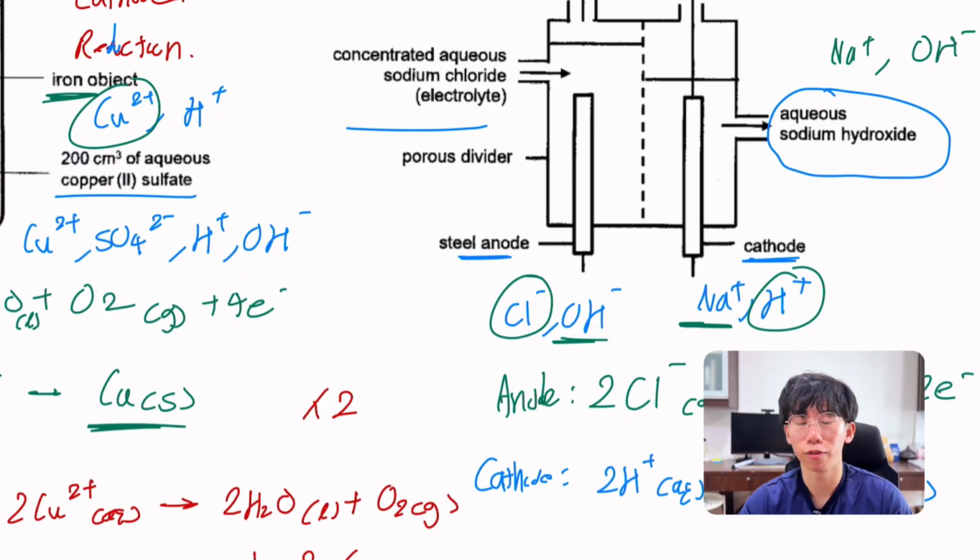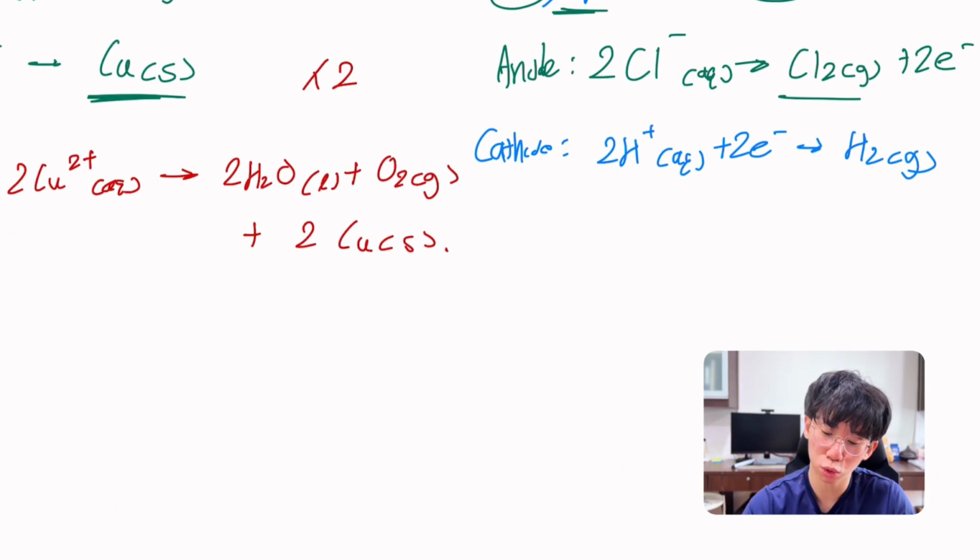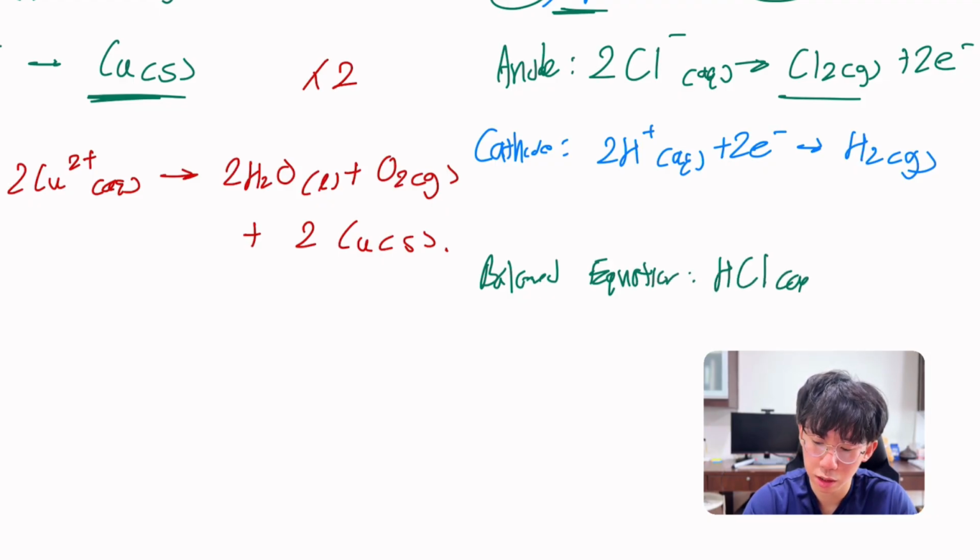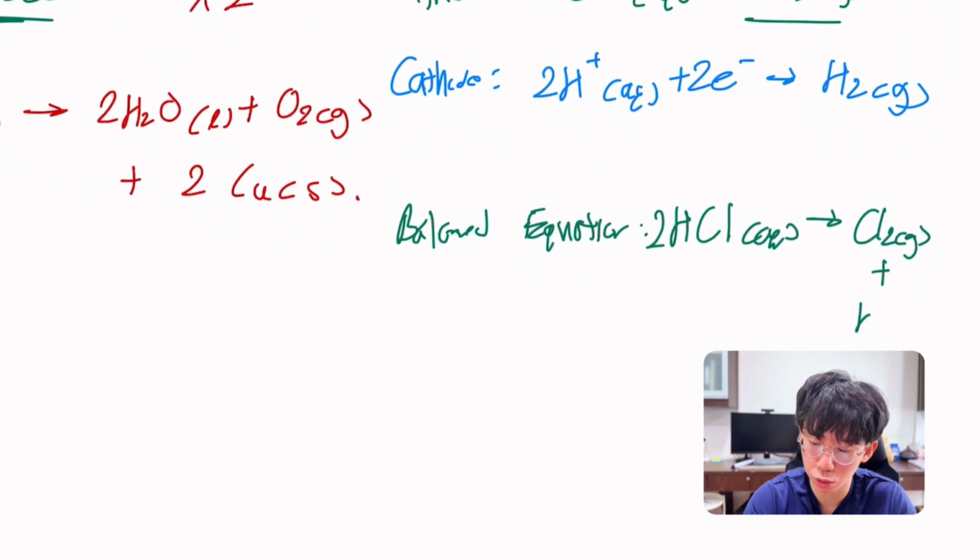If you look at a balanced equation, you are actually just using HCl aqueous, and this is being electrolyzed to form Cl2 gas plus H2 gas.